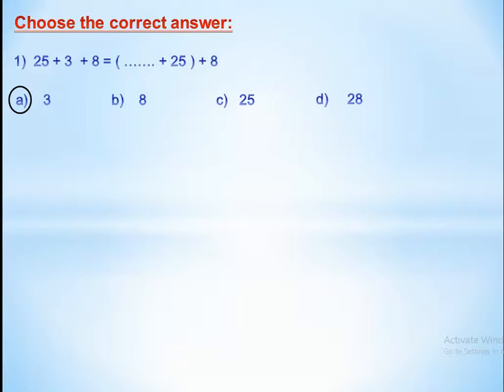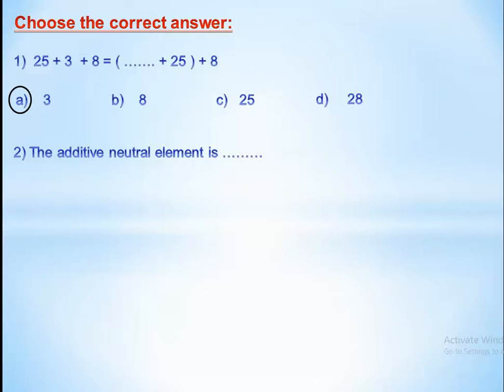Okay, choose the correct answer. 25 plus 3 plus 8. We know that we have associative property. Here we have 25 exists in the other side and 8 exists in the other side. So the missing is 3.